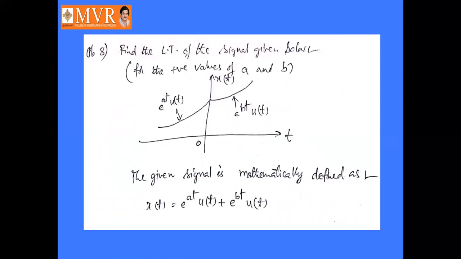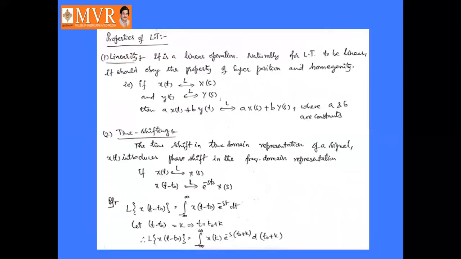after that we have to do this problem. And then properties of Laplace transforms, we have 7 to 8 properties of Laplace transforms. Okay, so the first one is the linearity property, then the time shifting property, the frequency shifting property, like this.